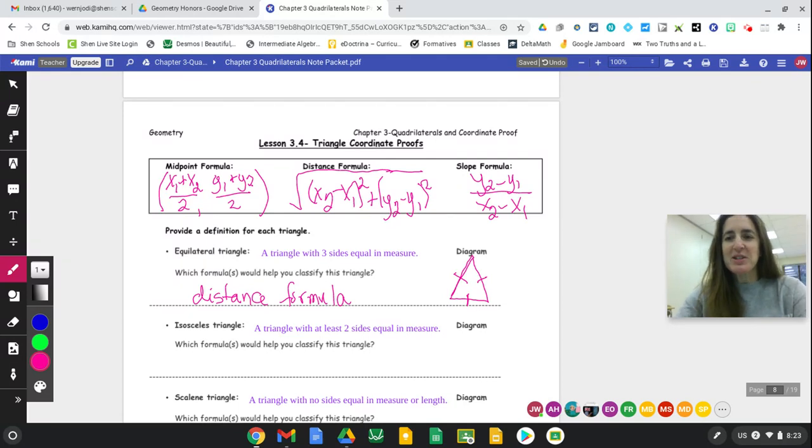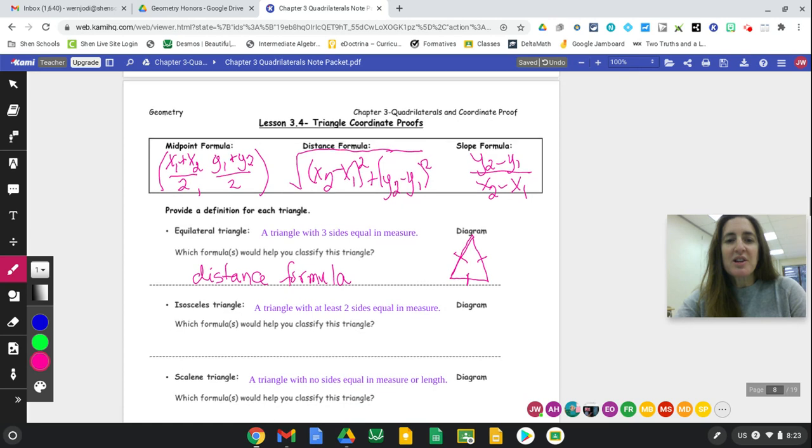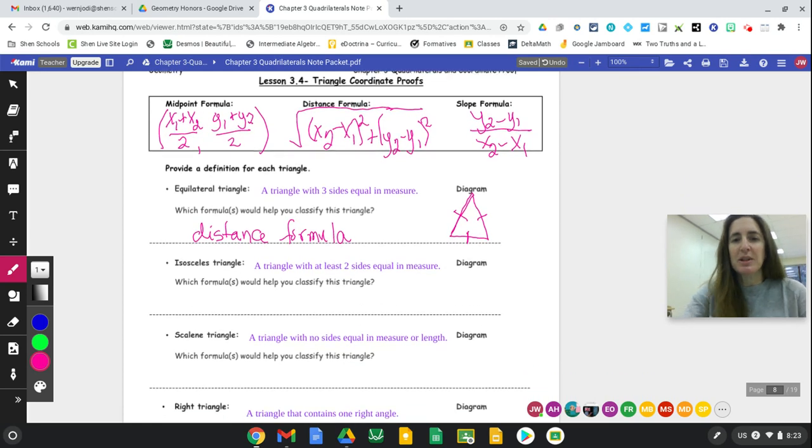Okay, let's move on. Let's do our isosceles triangle. An isosceles triangle is a triangle with at least 2 sides equal in measure. Remember, equilateral can also be classified as isosceles. I'm going to draw this guy here, and 2 equal sides. It has 2 equal sides. Remember, it has 2 equal base angles also, but we wouldn't be asked to prove that on the actual coordinate plane.